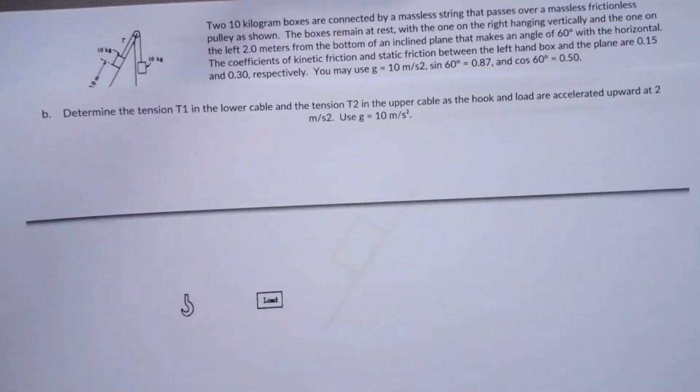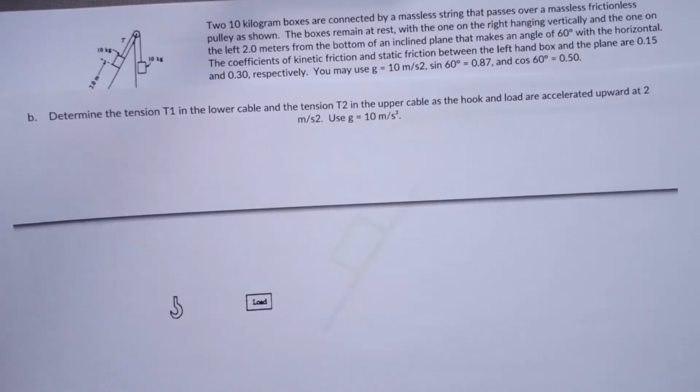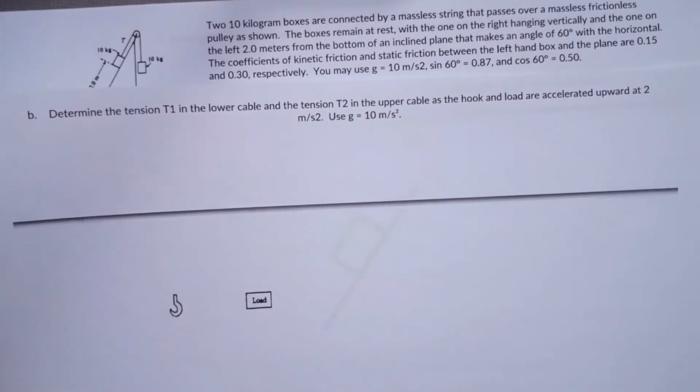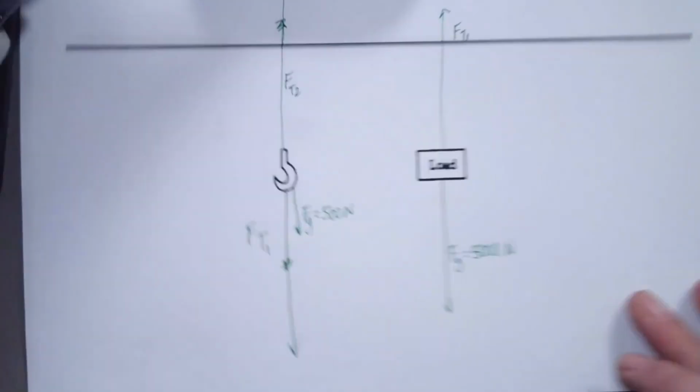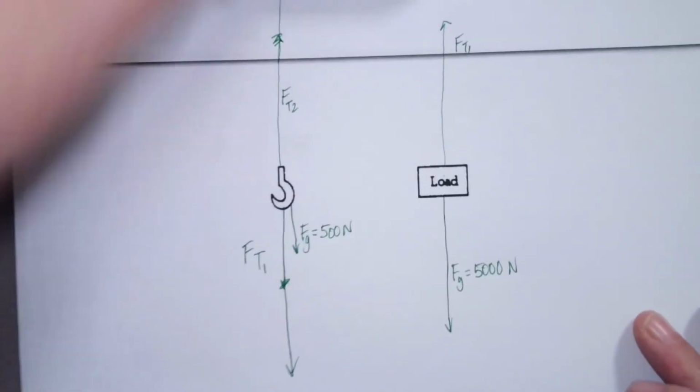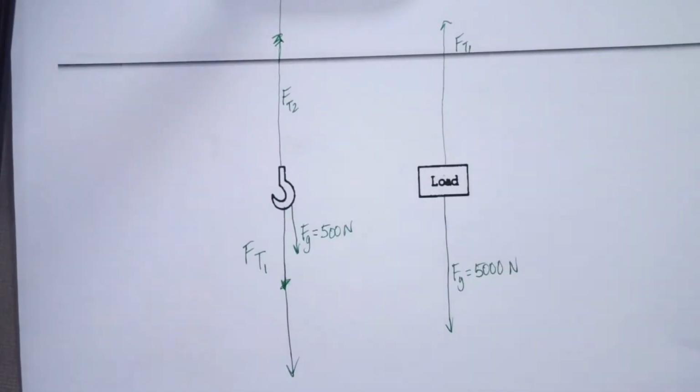Okay, I'm going to come back to this. It asks us to determine tension 1 in the lower cable and tension 2 in the upper cable as the hook and load are accelerated up at 2 meters per second squared, use g equals 10. So we'll come back here. Let's start with the load. That's the one that we're going to be able to find first, because we can't figure it out for the hook unless we know tension 1.